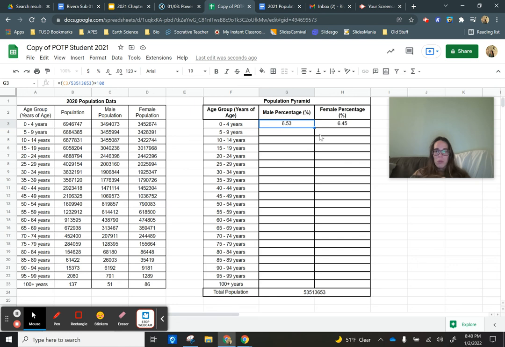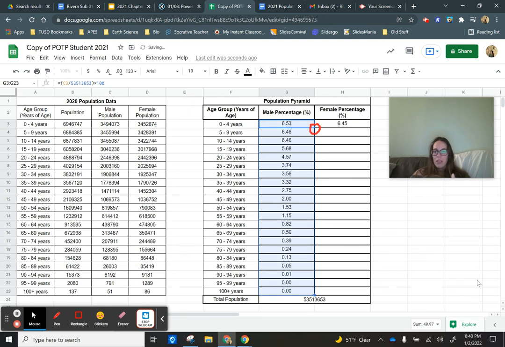See this little blue square? It's right there. Click it and drag. What this does is it tells it to basically do the same thing, but just exchange out the numbers. I don't know how else to explain it, but it will do the work for you. Now I have it for every other part of the population, and then I just do the same for females. Ta-da! And now you have your percentage data.